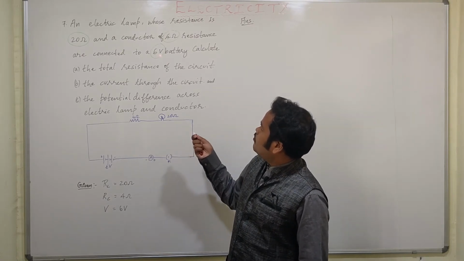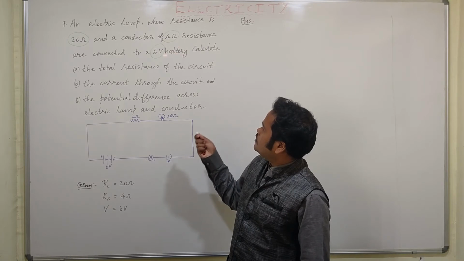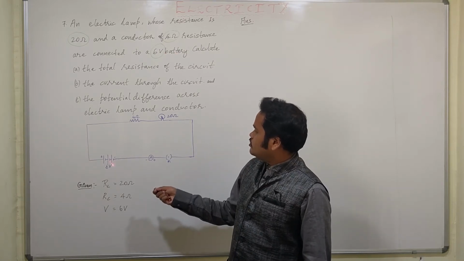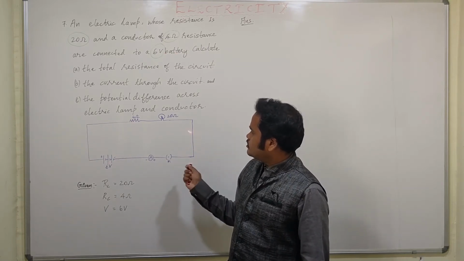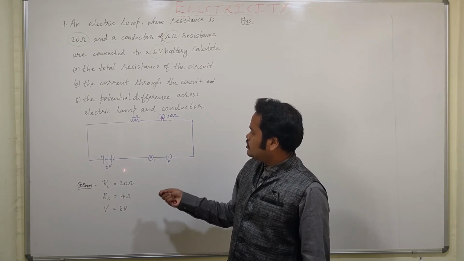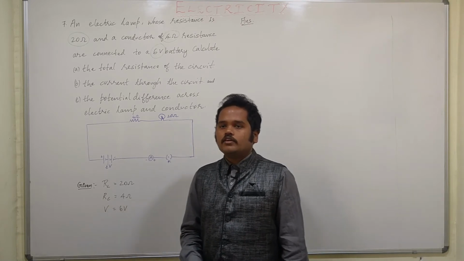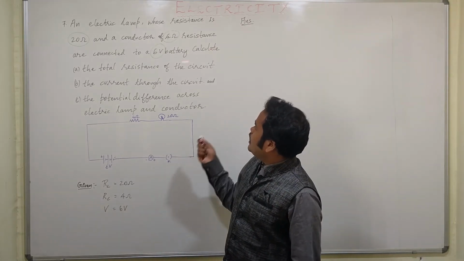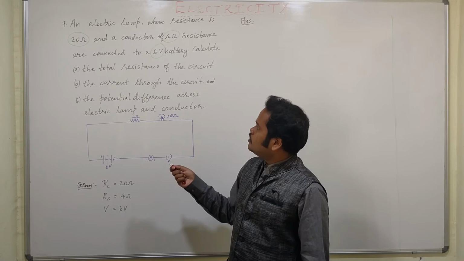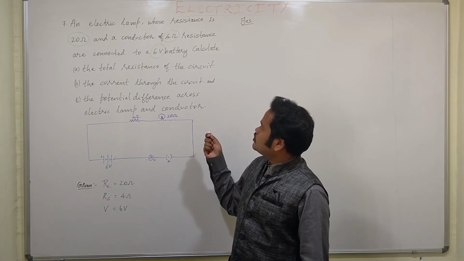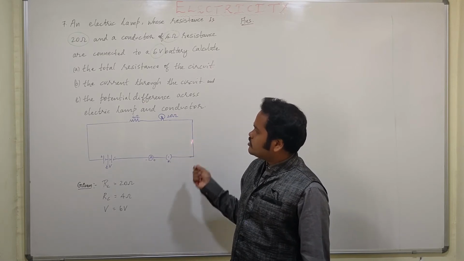They are connected to a battery, a 6 volt battery. So here we have a battery. It is connected to the battery. The voltage of the battery is 6 volt. The total voltage of the circuit is 6 volt. Calculate, what should we find out? The total resistance of the circuit. So we have to find out the total resistance.